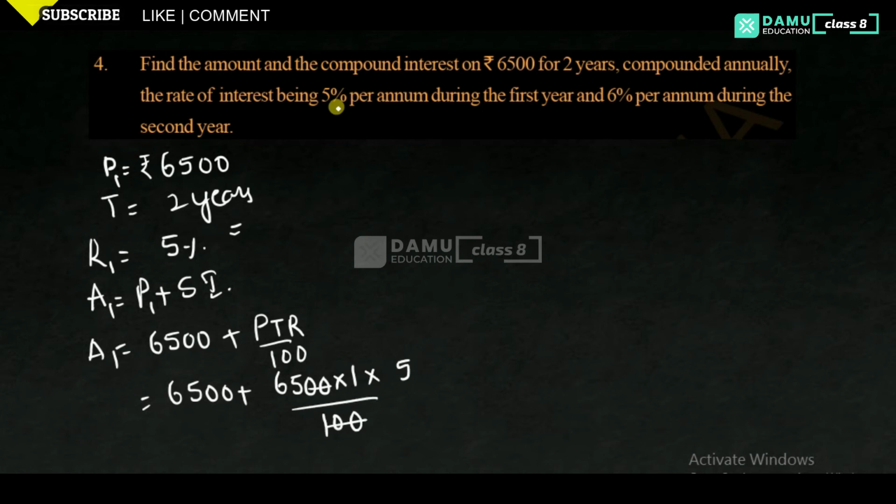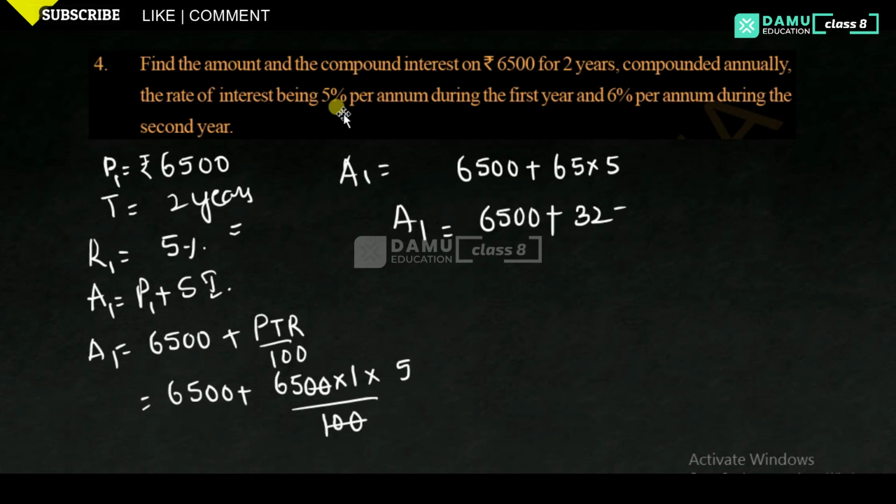So here we're going to cancel. That will be 6,500 plus 65 into 5, which will be equal to amount 1. That is, the amount will be equal to 6,500 plus 65 into 5. So what is that? 325. So with 325 we'll get 6,825 rupees. This is the amount.